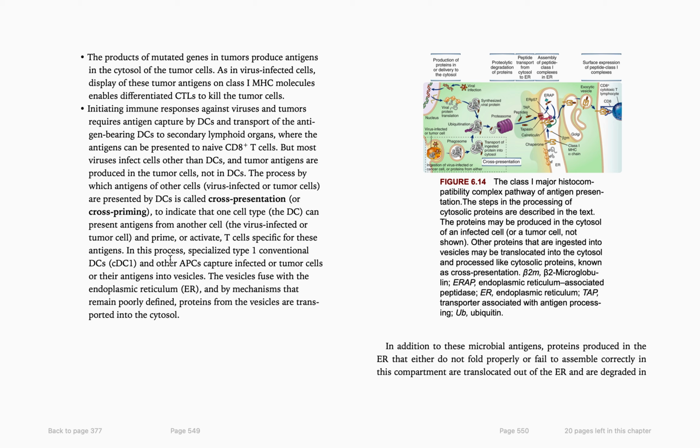In this process, specialized type 1 conventional dendritic cells or other antigen presenting cells capture infected or tumor cells into vesicles. This vesicle fuses with the endoplasmic reticulum, by a mechanism that remains poorly defined. Proteins from the vesicles are transported into the cytosol. So if transported to the cytosol, what happens? It is presented by MHC class 1. Here we see the production of protein delivered to the cytosol.